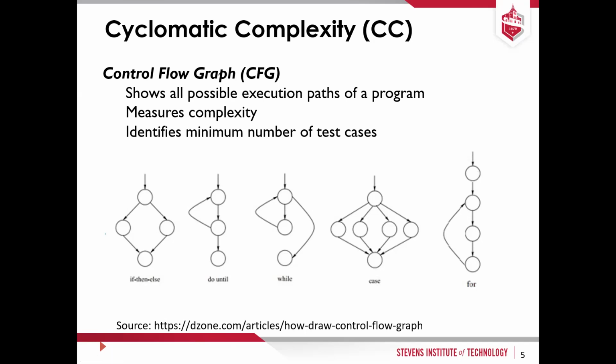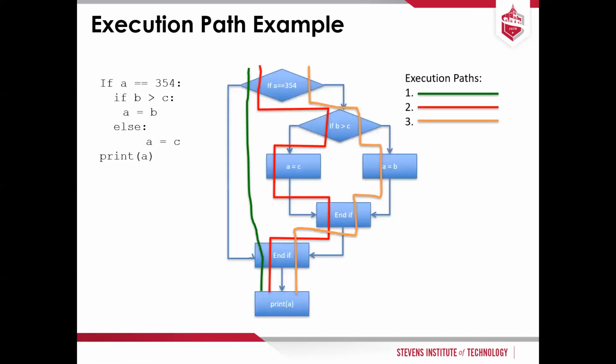So why do I need to understand different control flow graphs? That helps me to understand the complexity of the function that I want to look at. Imagine we are working on this simple code. If A equals 354 and if B greater than C, A and B are equal, else A and C are equal, and give me the A, right?